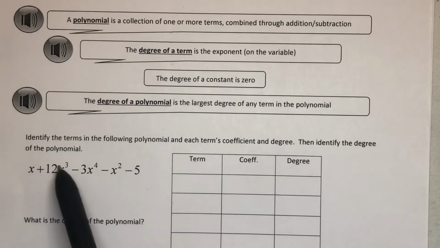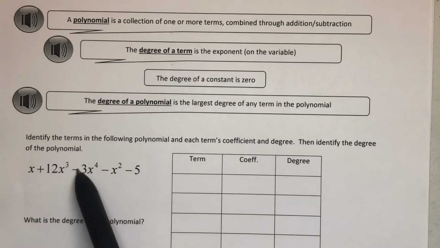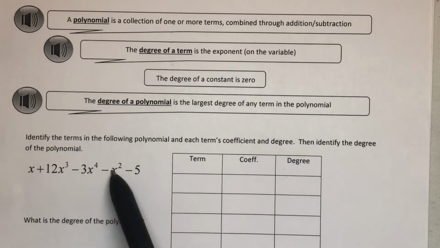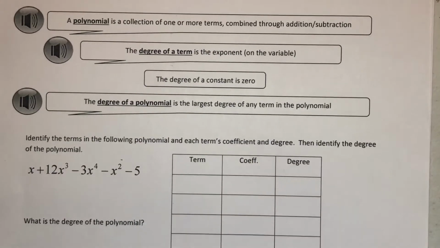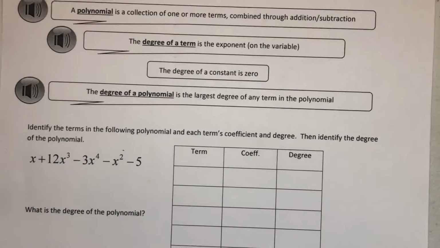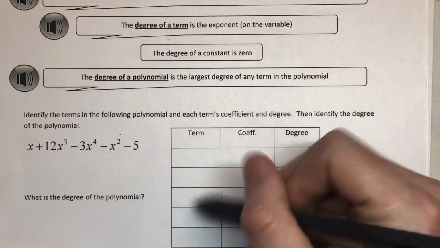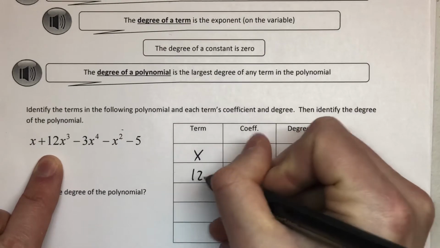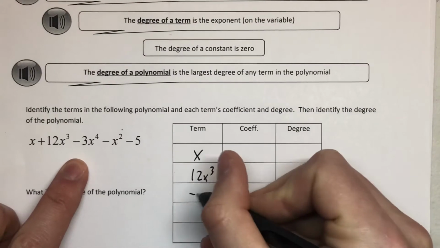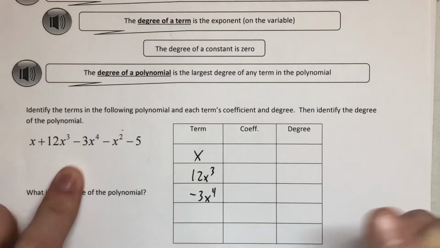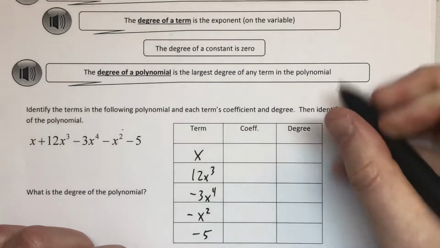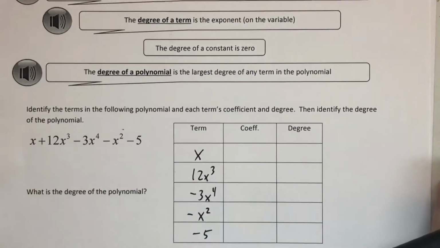X is its own term, then 12x cubed, since they're combined through multiplication, is its own term. This minus sign does separate, but also it's included as part of the term negative 3x to the fourth, negative x squared, and negative 5. Each of those is a separate term. So let's start with that actually, and let's fill in this chart right here and just identify those terms I just listed. So first term of x, next term of 12x cubed, then minus 3x to the fourth, or negative 3x to the fourth, negative x squared, and negative 5. So there's our 5 terms in that polynomial.